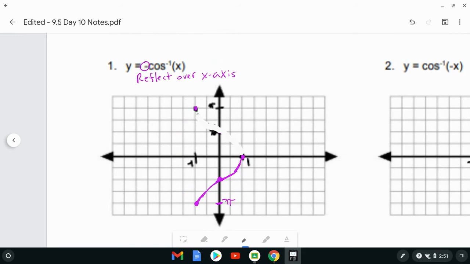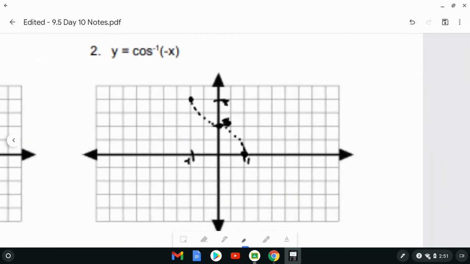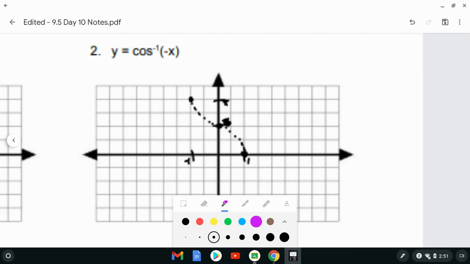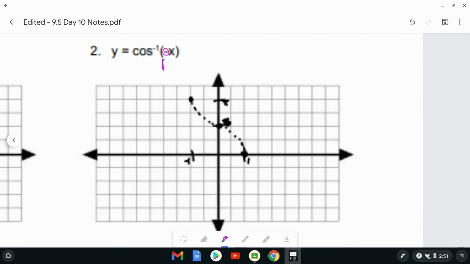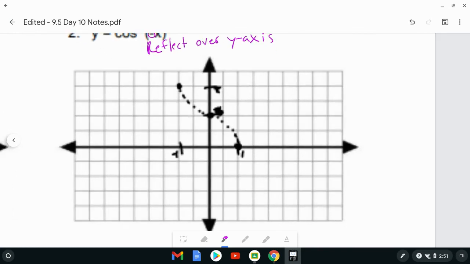If we take a look at number 2, same concept. We already have the cosine inverse of x graph. This time, because the negative is on the inside, we're reflecting horizontally over the y-axis. So if we're reflecting about this, that's going that way. That one's going to stay there. This one's going that way. So this one we will reflect over here. This one we will reflect over here. This one's going to stay put. So here would be our final graph.